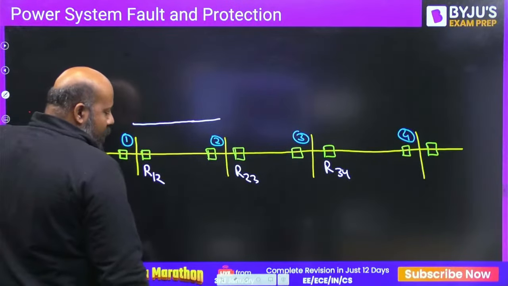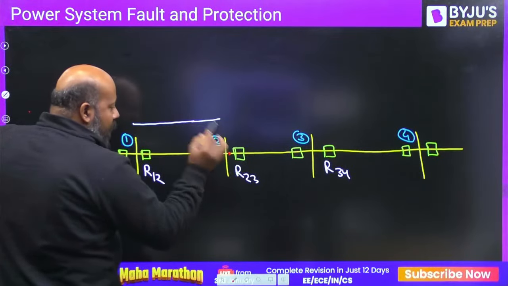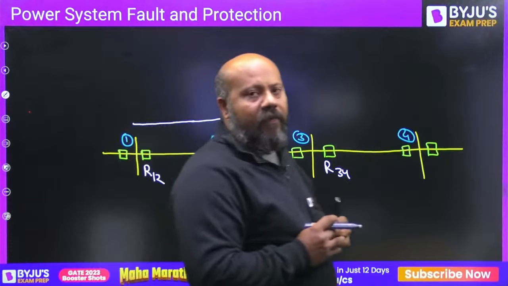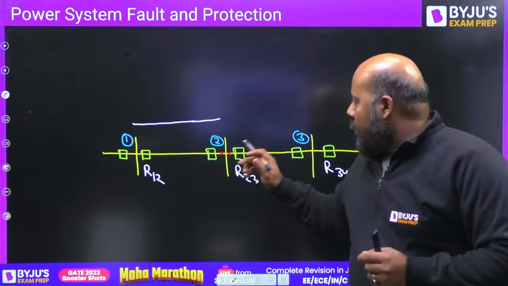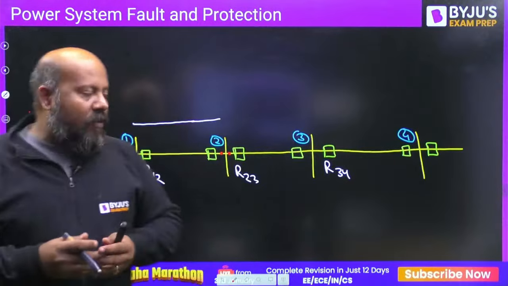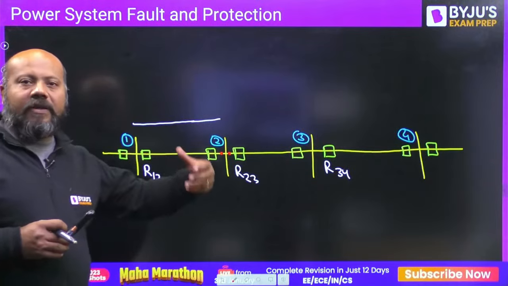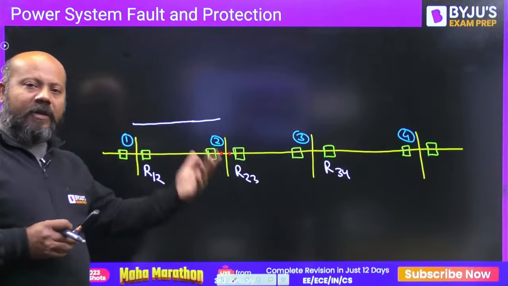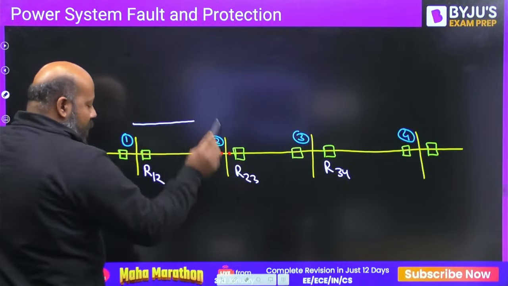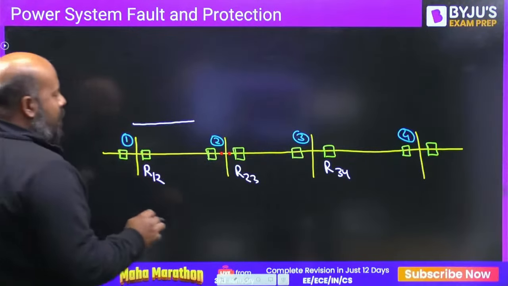Now, if we have a fault here or if we have a fault here, then this relay is not going to be able to differentiate whether the fault lies within section 1 to 2 or 2 to 3, and the relay will operate. This is what we do not want. Because if the fault is occurring here, then R23 should be operating. The relay which is nearest to the fault should operate first on the generator side. So that is the reason we do not extend it up to the 100%. We only take it up to the 80%.